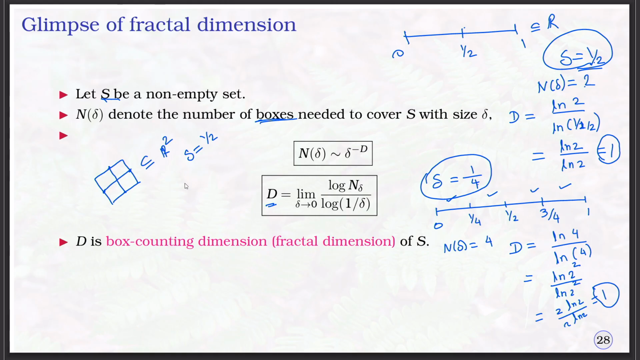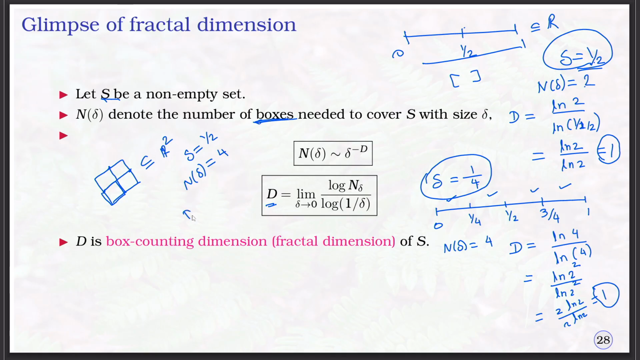So, here what do we mean by boxes? In this case, box meant the closed interval, because the object was embedded in our real number system, whereas here the object is embedded in the space R power 2. So, boxes in the sense we are taking the squares. How many boxes do we need? Smaller squares 1, 2, 3, 4. We need 4 boxes of size 1 by 2 to cover this unit square.